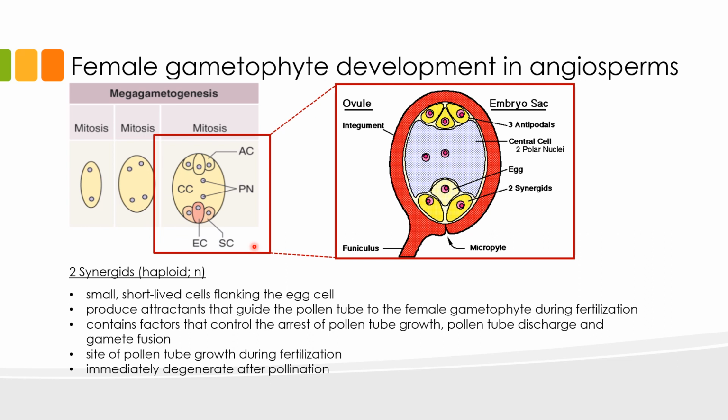The synergids are small, short-lived cells flanking the egg cell, as you can see here, and also in this figure right here. Synergids produce attractants that guide the pollen tube to the female gametophyte during fertilization. They also contain factors that control the arrest of pollen tube growth, pollen tube discharge, and gamete fusion. The synergids immediately degenerate after pollination.